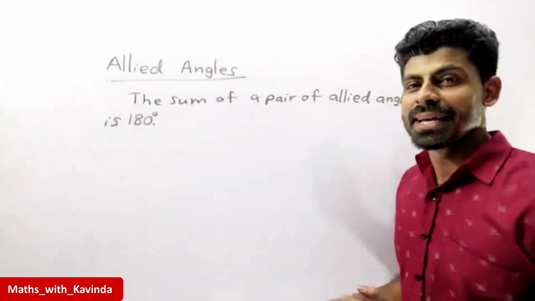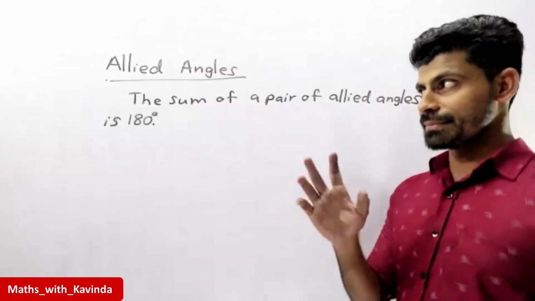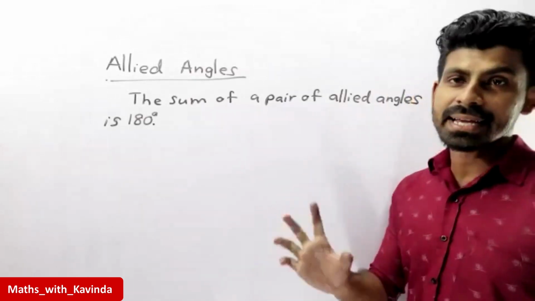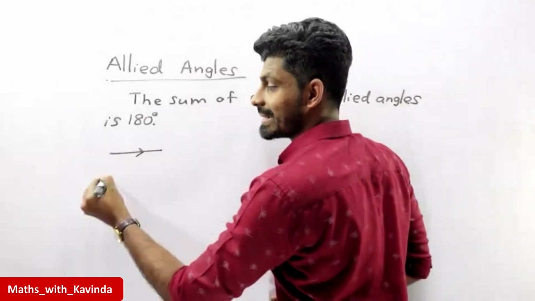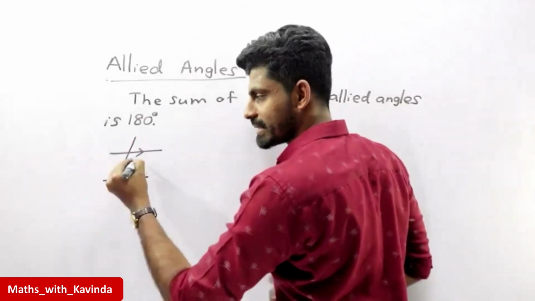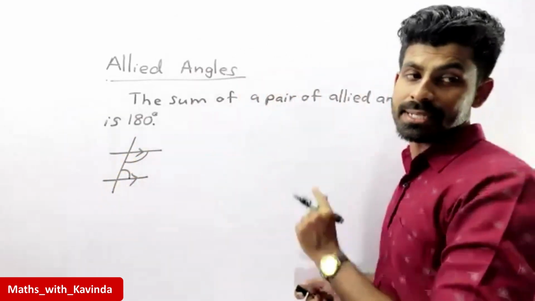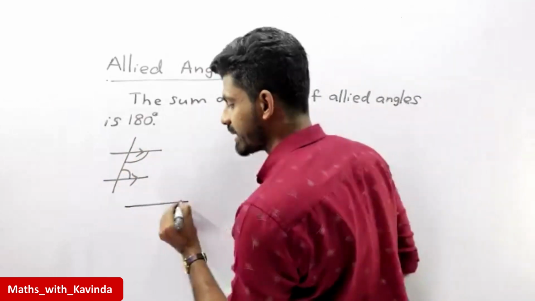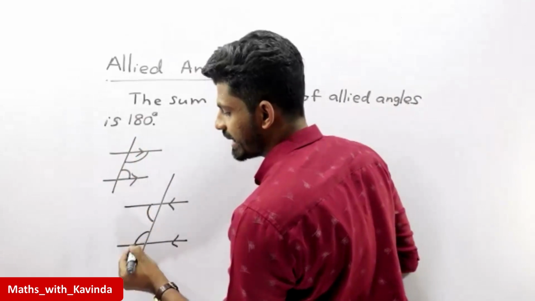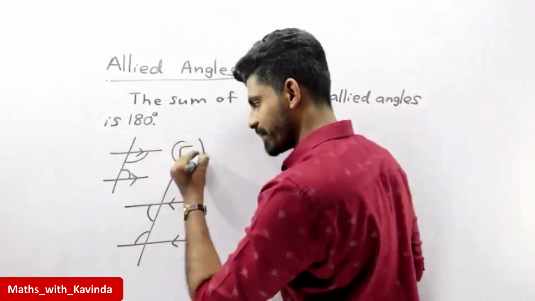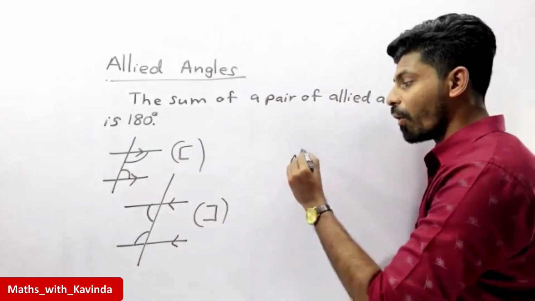Second, last one, allied angles. Allied angles means the sum of a pair of allied angles is 180. Allied angles look like the letter C. Those two angles are not equal; their addition equals 180. Just consider those two angles as not equal, in the shape of a letter C. Now you can get an idea.